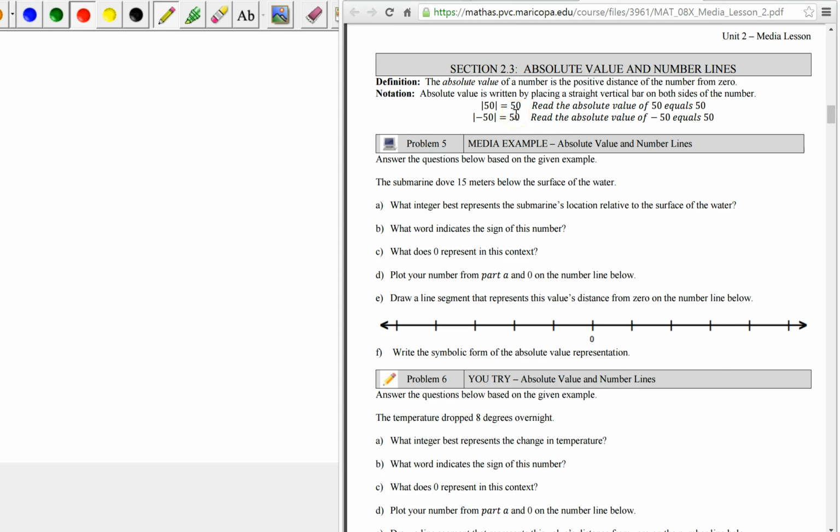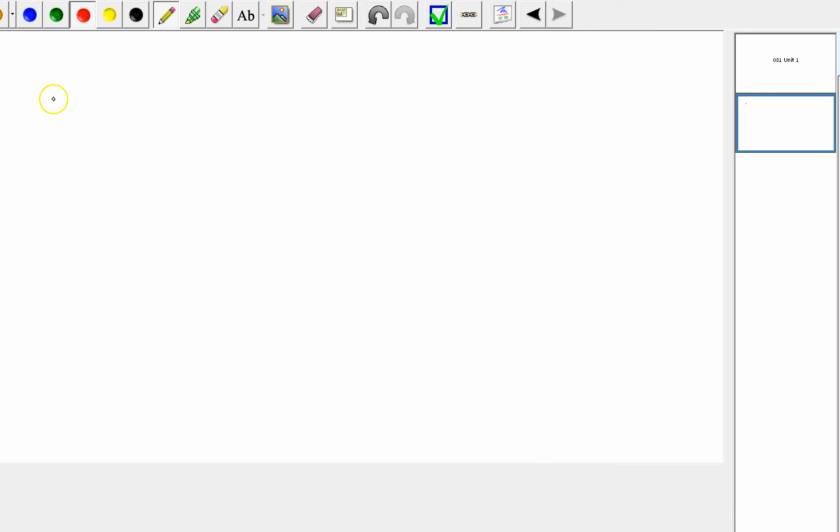A few things they need to know, or where they sometimes make errors, is they'll put the negative on the outside of the absolute value, or they don't realize that absolute value is like parentheses, and that we perform everything in the absolute value first. So if this happened to be, which it's not, the opposite of the absolute value of negative 50, we would find this absolute value first. The two negatives wouldn't cancel, and our result would be negative 50.